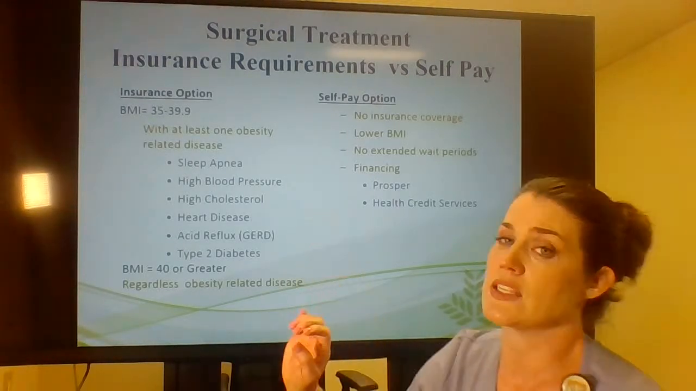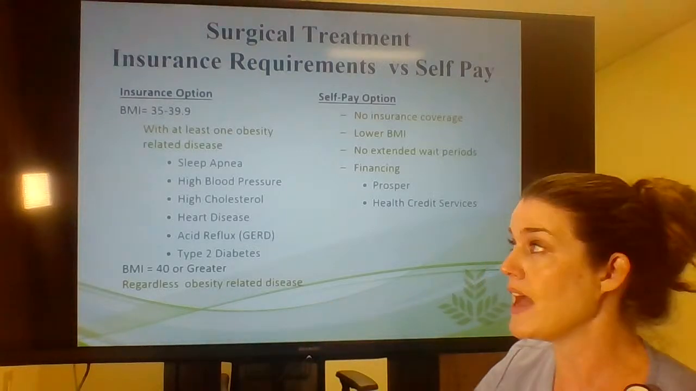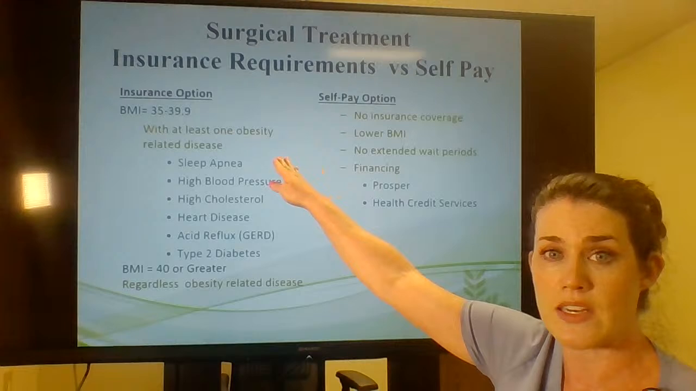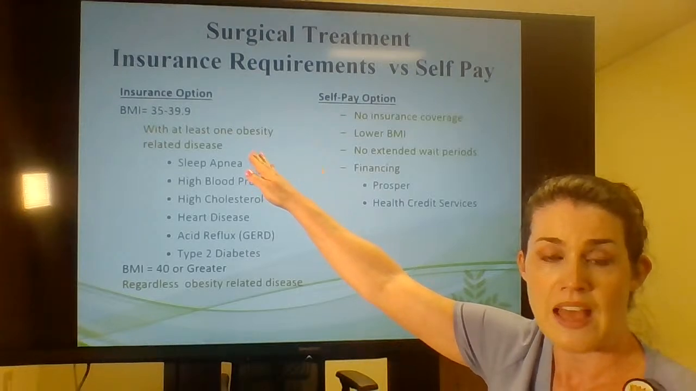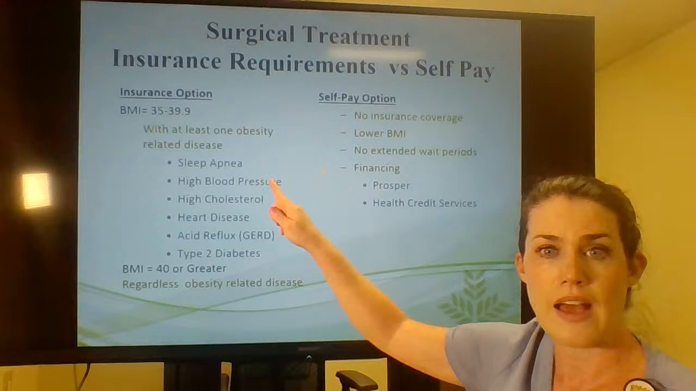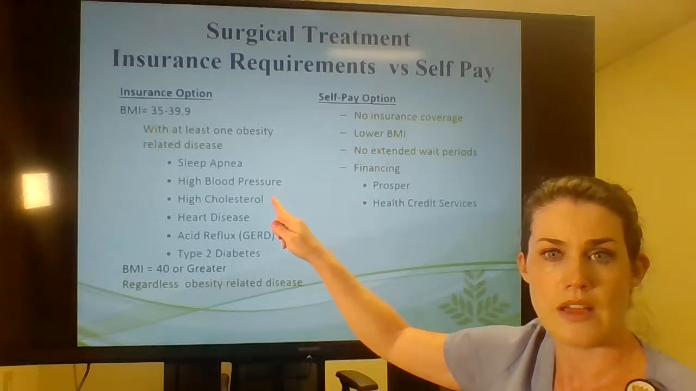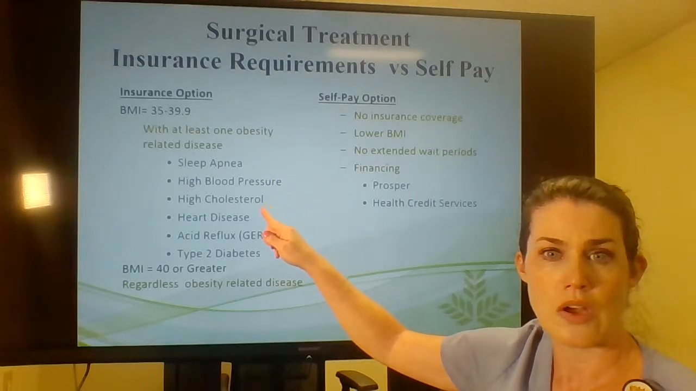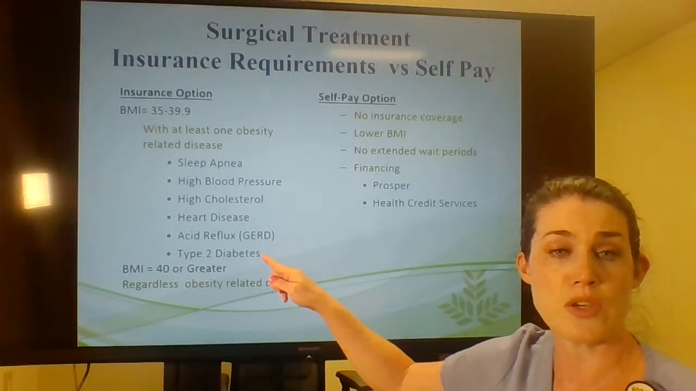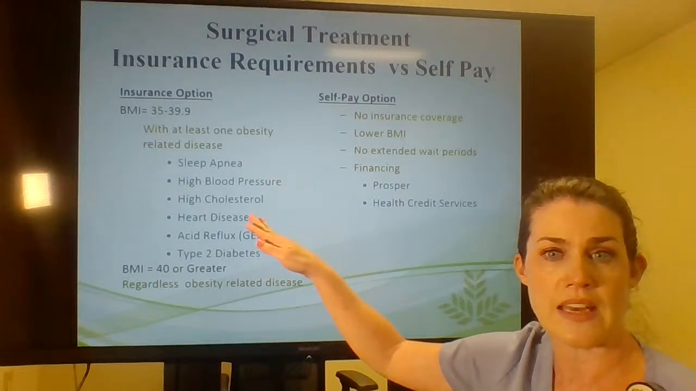For most insurance companies, the patient has to have a BMI between 35 and 39.9 with a health condition related to obesity. The most common conditions are sleep apnea, high blood pressure, high cholesterol, heart disease, acid reflux or GERD, or type 2 diabetes. These are the most common.